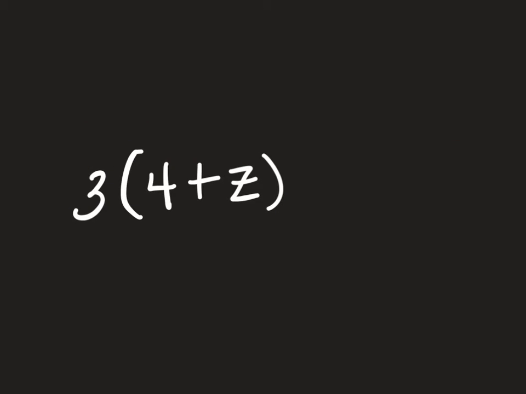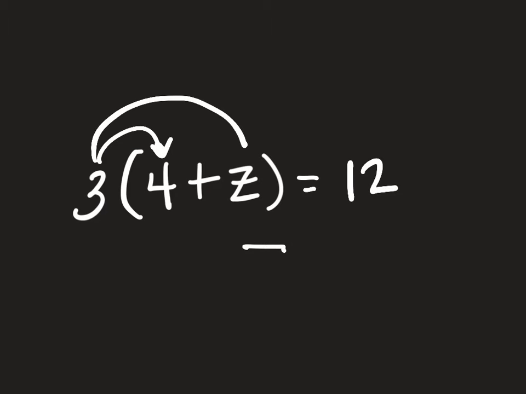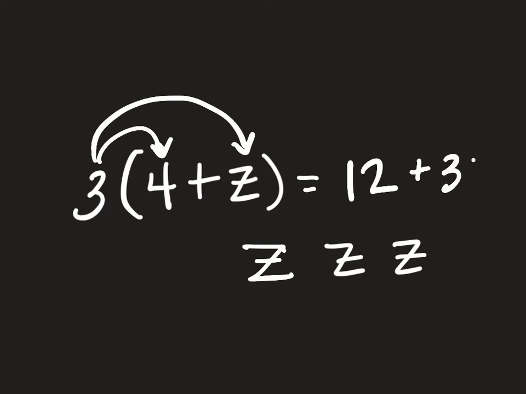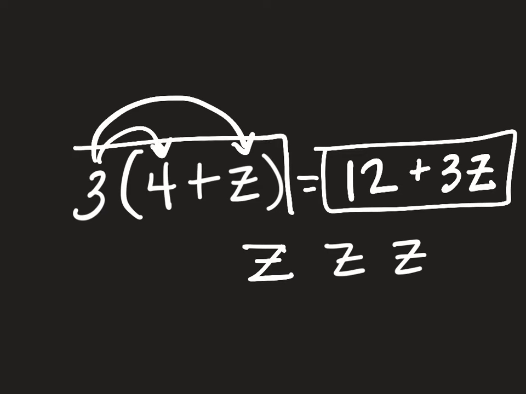Let's look at an algebraic expression with numbers. So this one says 3 times the quantity 4 plus z. So I'm going to multiply 3 times 4. Again, I'm creating an equivalent expression. 3 times 4 is 12. And I also have to multiply 3 times z. Now, if I have 1z and suddenly I multiply it by 3, now I have 3 z's. Okay, so 12 plus 3z is the same as 3 times the quantity 4 plus z.